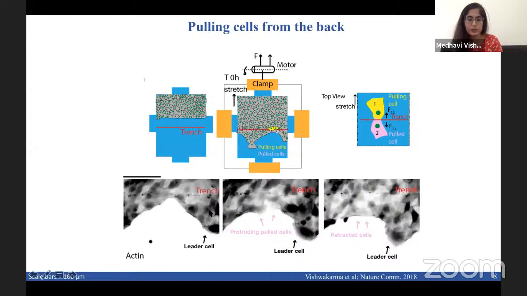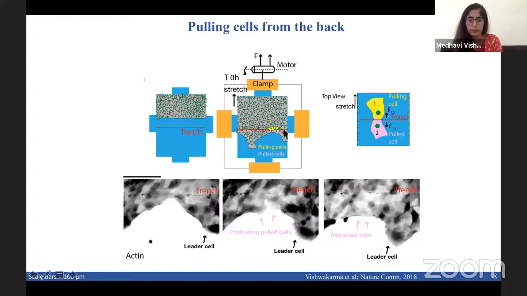So it's exactly what we saw. This was the real experiment that I'm just showing you now. There's a trench here, and when we pulled from the back, you see these cells are protruding forward. But what also happens is that they retract very soon. Because there is already an existing leader, that is a different problem. That leader is actually inhibiting the formation of other leaders in the neighborhood. Therefore, these cells retract.